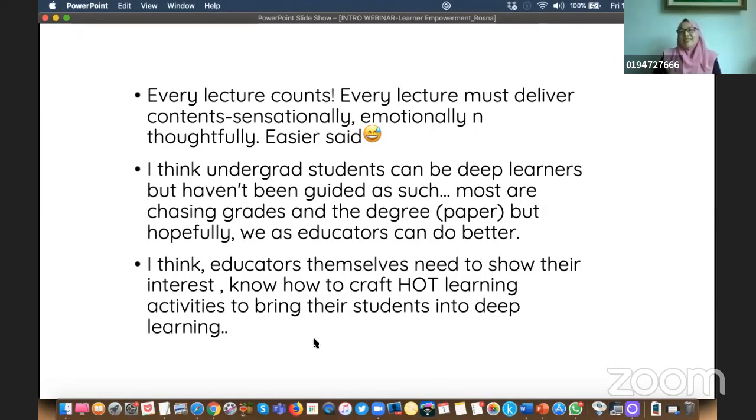So that is embracing the persona of the field. And if you can do that, inshallah, grades will come simultaneously. Interest will help them to understand better, becoming deep learners. How to craft hot learning to bring the students into deep learning?